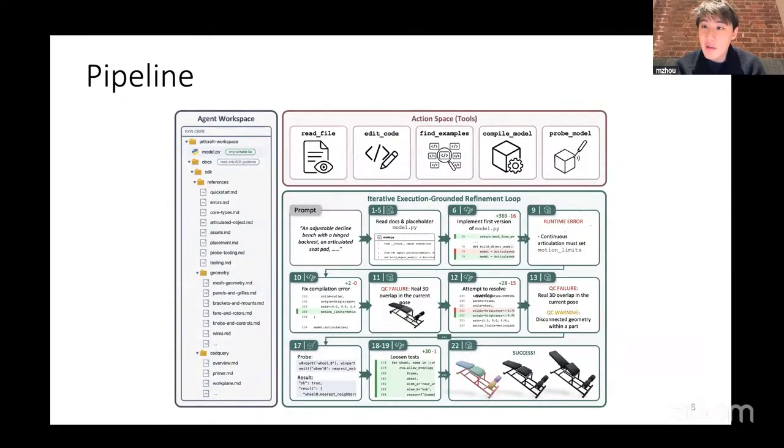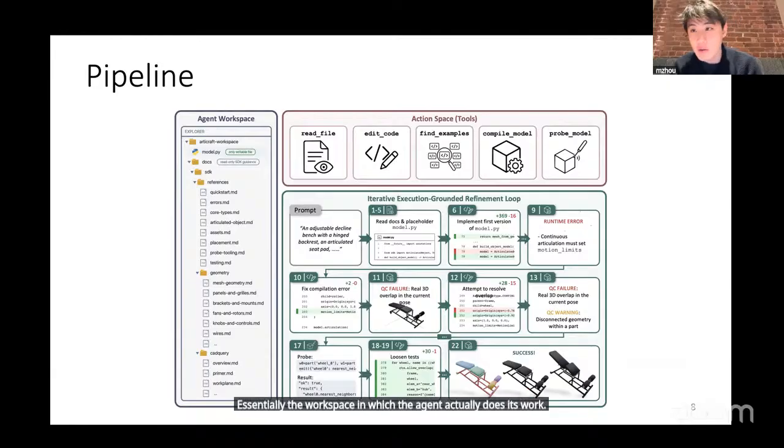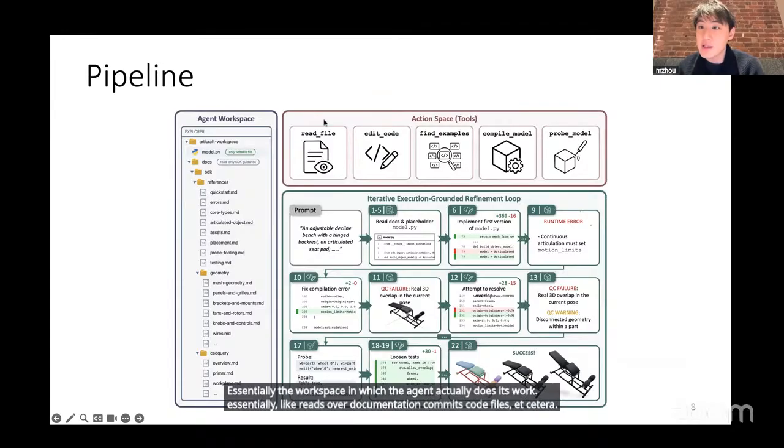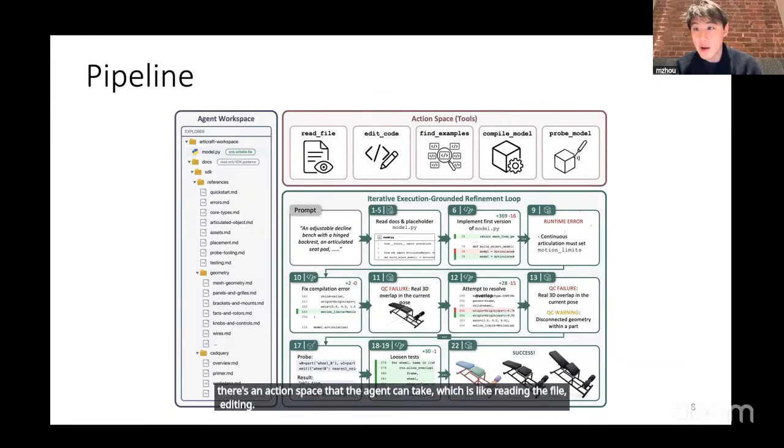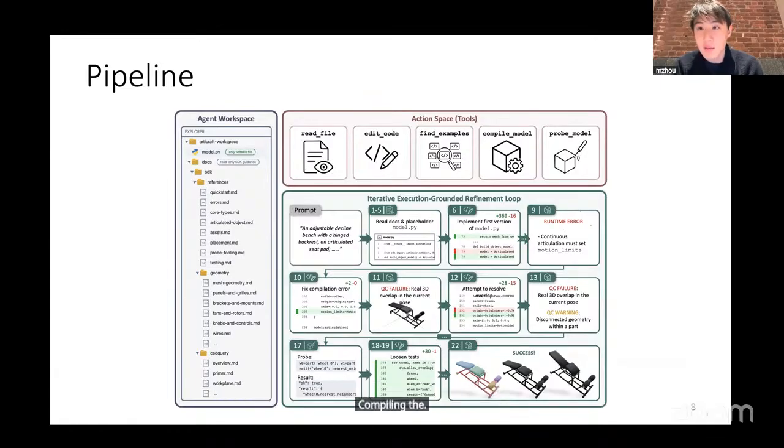Yeah, so this is kind of a rough sketch of the pipeline from the paper. There's an agent workspace here, essentially the workspace in which the agent actually does its work. It reads over documentation, commits code files, etc. There's an action space that the agent can take, which is like reading the file, editing the code, finding similar examples, compiling the model and getting feedback on the model quality.